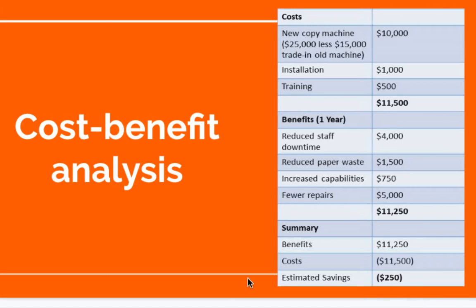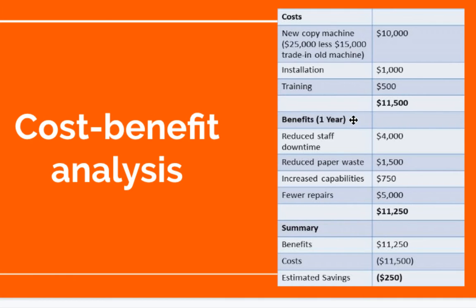Here's an example of a cost-benefit analysis. For instance, if we were at the high school and we were talking about a copy machine in the library, the costs are: if there was a new copy machine, it would cost $25,000, less the $15,000 trade-in machine. So the cost of that would be about $10,000. You'd also have to look at installation and training. So the investment would be $11,500.